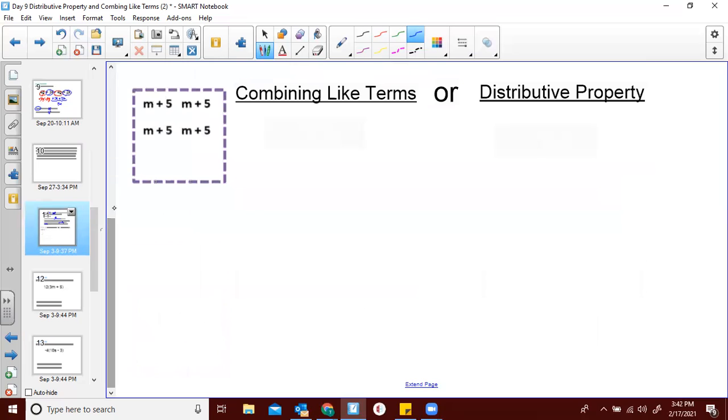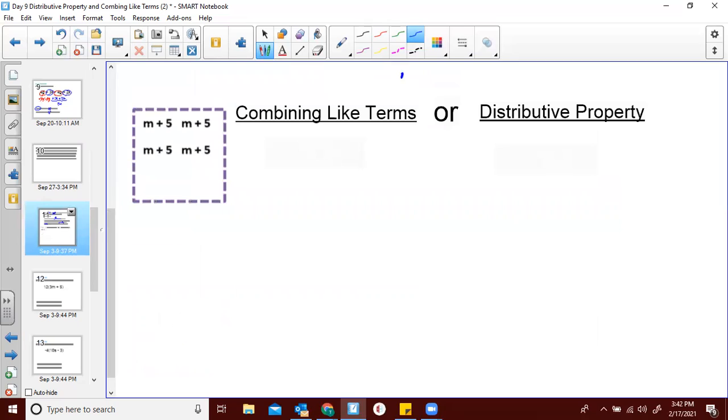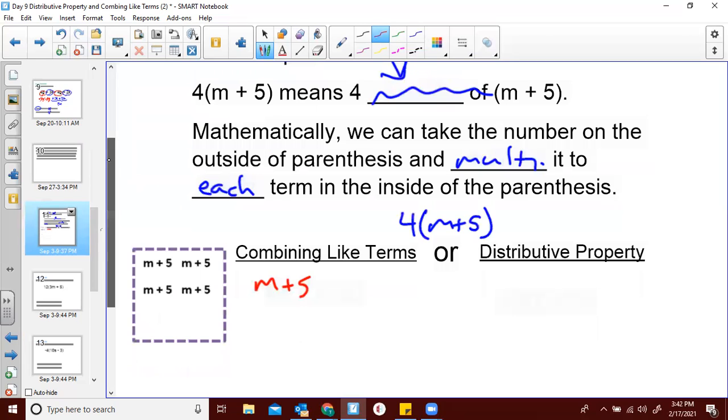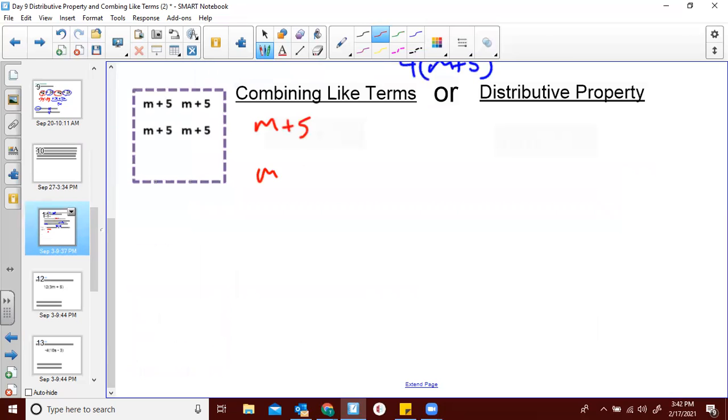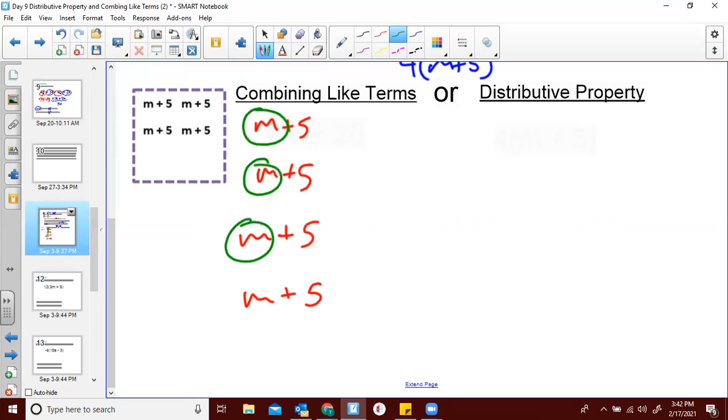So let's talk about this. Combining like terms. So we started off with 4 parenthesis m plus 5. But what this is telling us, if we're combining like terms, is that there's 4 sets of m plus 5. There it is. Means 4 sets of m plus 5. So that means we have 4 of these. All right, already I'm writing a lot. So you know there's going to be a shorter way to do this. So I'm circling all my like terms. Don't forget to get that sign in there with the 5.